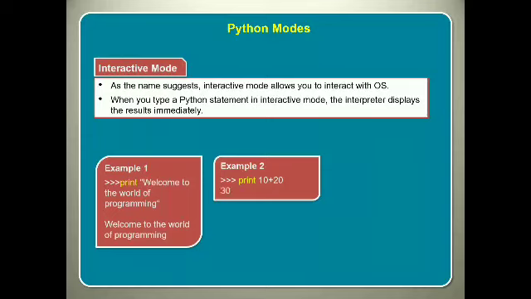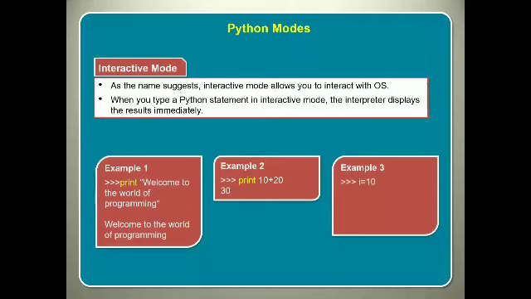You can even use variables in the statements. For example, say you type i is equal to 10 and j is equal to 30, and then print i into j. Here you will get 300 as the output.